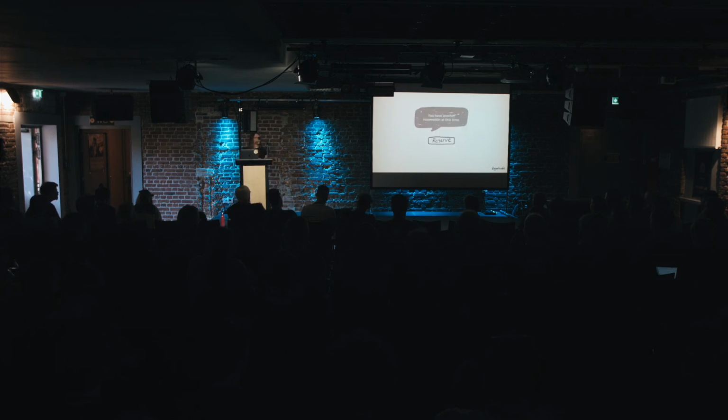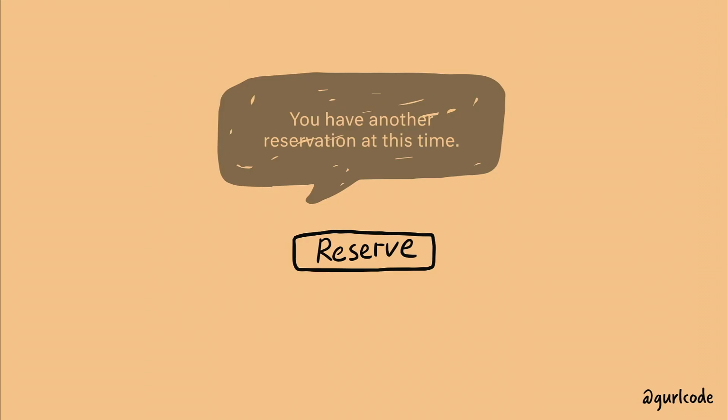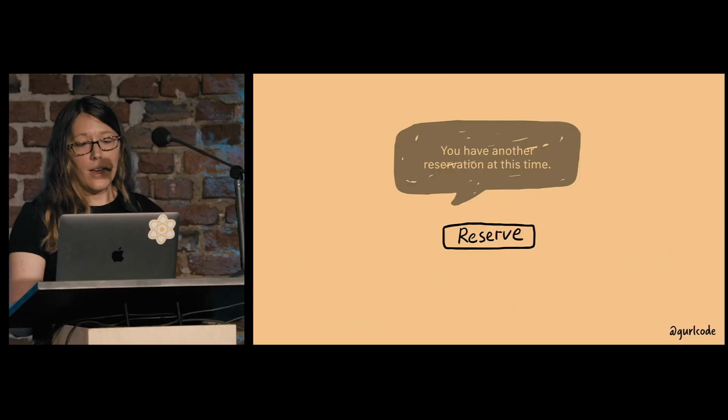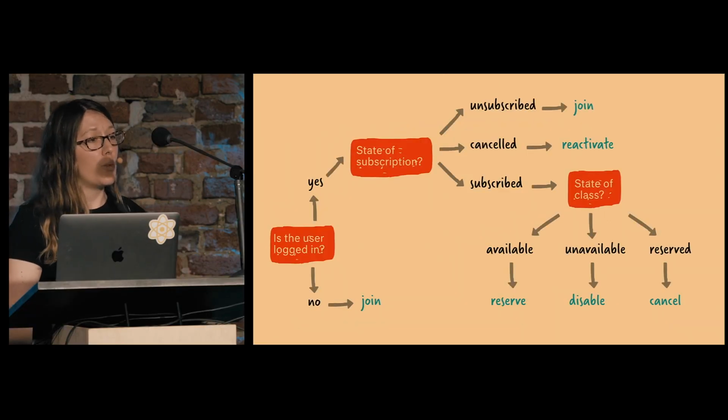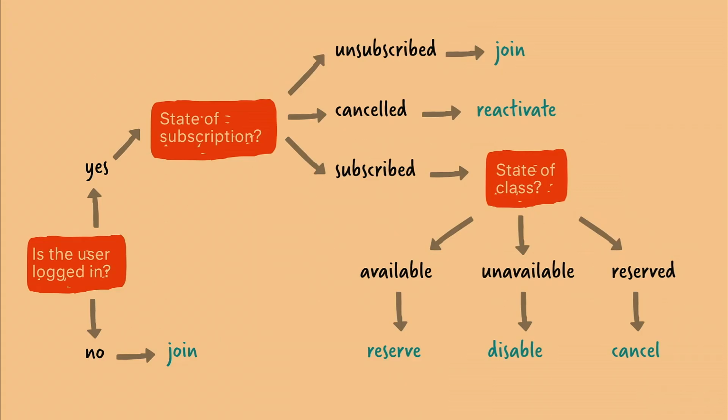It also has 3 different behaviors. So it might open a modal, it might link to another page, or it might show a tooltip. And then to correctly determine which CTA I need to show, this is all the information that I need to know. So is the user logged in? Yes or no? What's the state of the user's subscription? What's the state of the class? I need all of this information just to show you this one button.